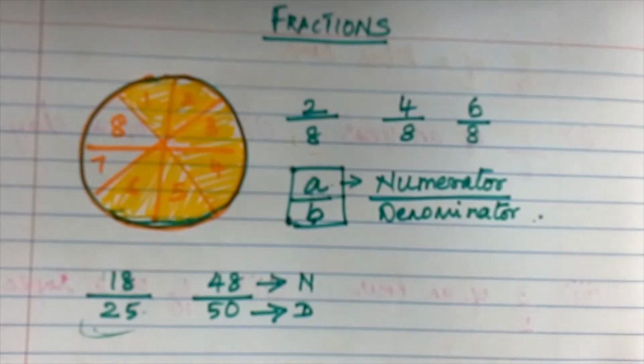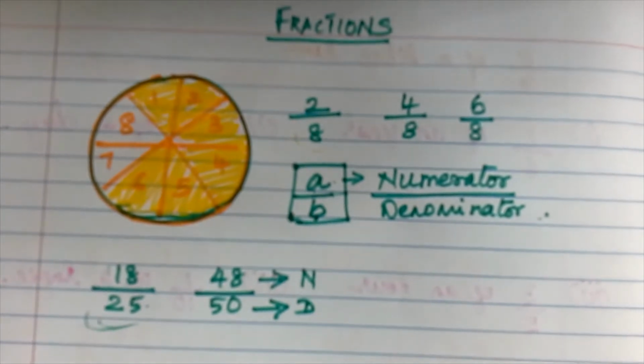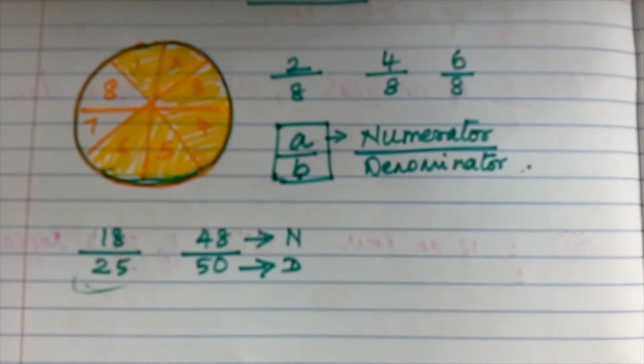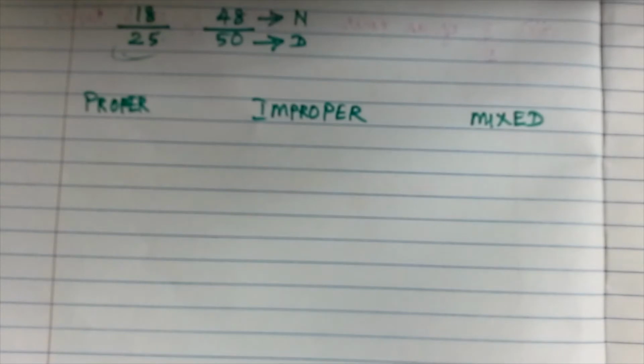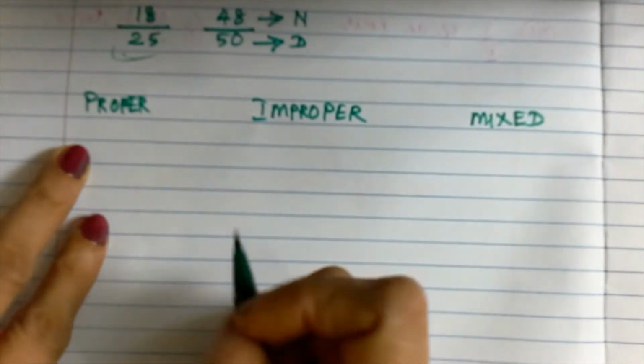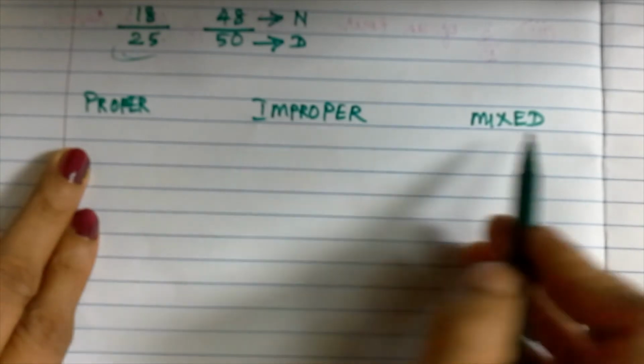Now we are going to see a few more technical terms in fractions to proceed with other problems like addition, subtraction, multiplication. So we need to know certain technical terms. Now we are going to see 3 important types of fractions: the proper fraction, the improper fraction and the mixed fraction.